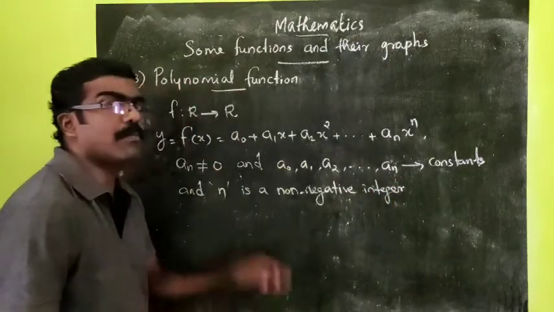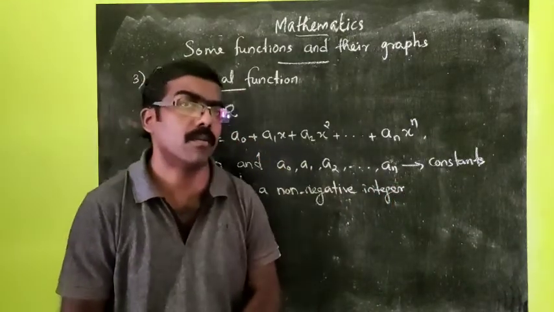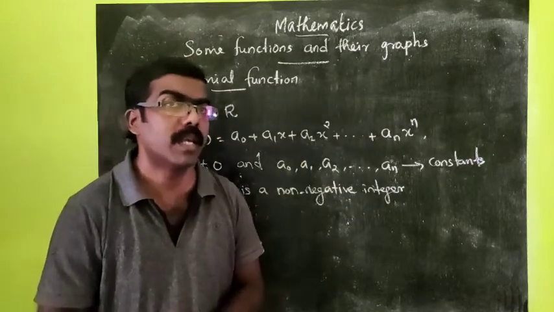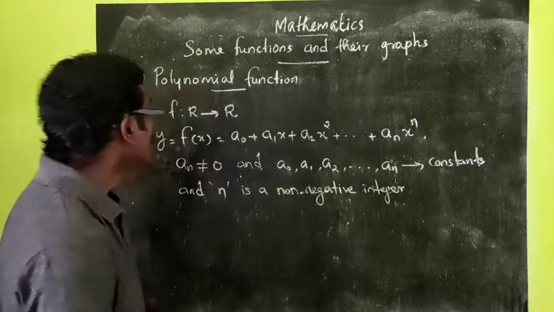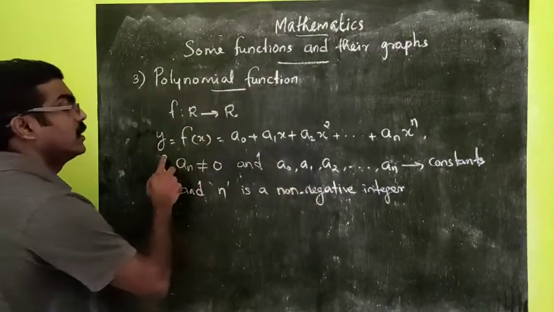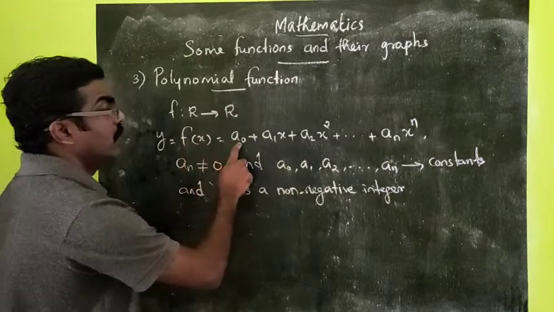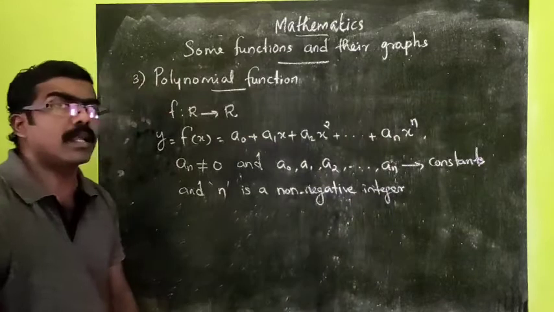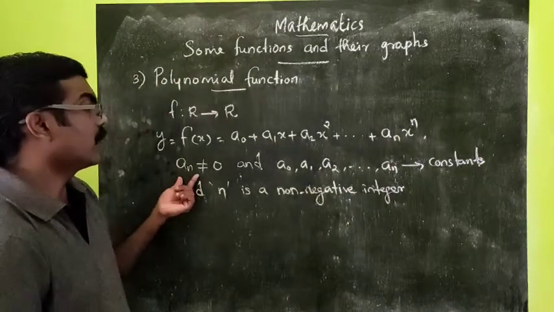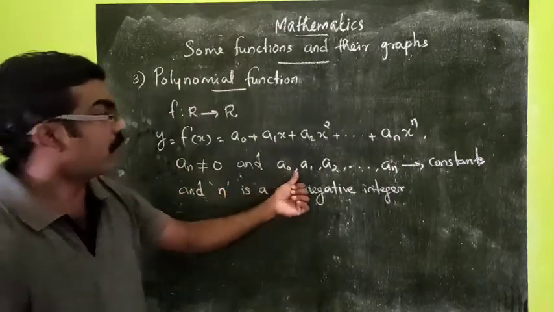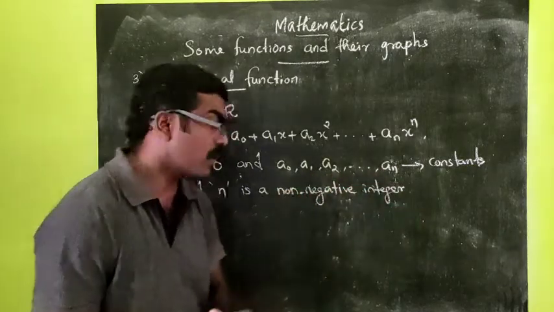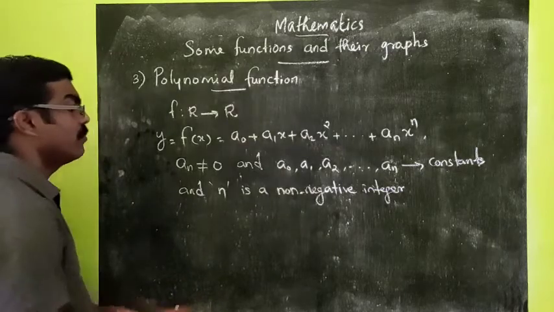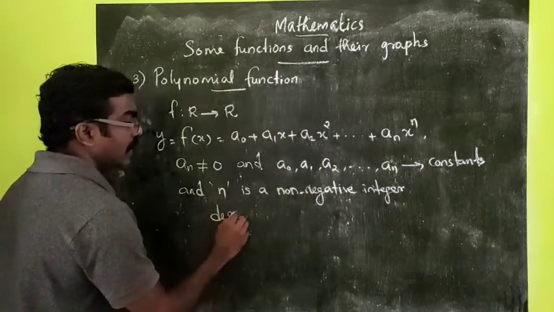Okay, that means the power of the variable in a polynomial is always a non-negative integer, or we can say it must be a whole number. Okay, so the functions of the form y is equal to f of x is equal to a0 plus a1x plus a2x square plus etc plus an x power n, with an not equal to 0 and a0, a1, a2 etc. are constants and n is a non-negative integer, is called a polynomial of degree n.